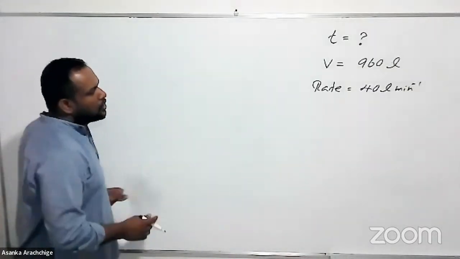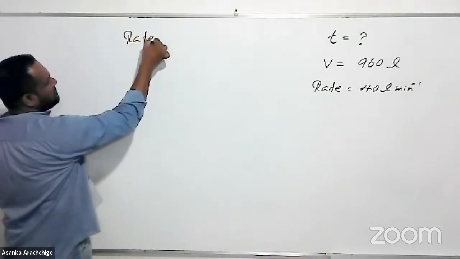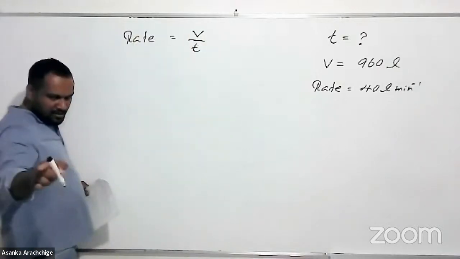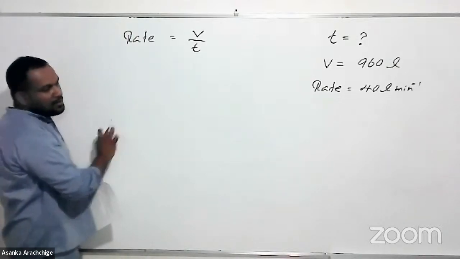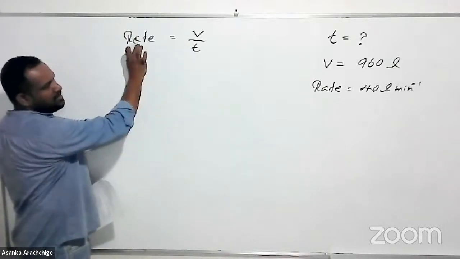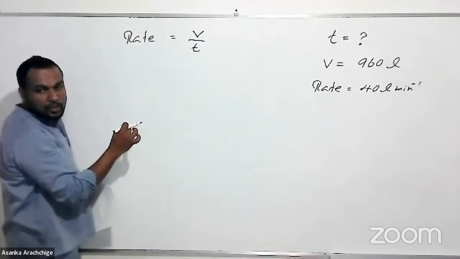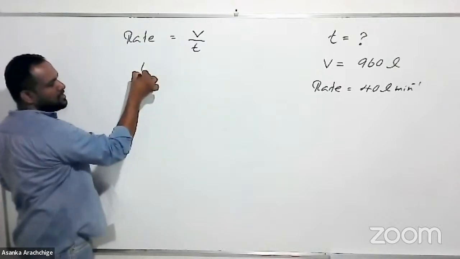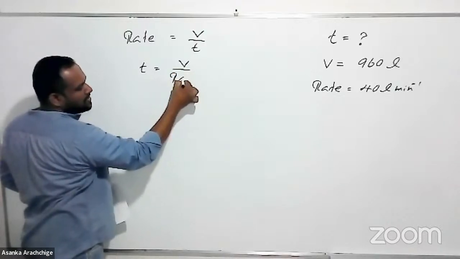Right. So you have to find the time. Rate equals volume divided by time. Then how to make T the subject? T is in the denominator, and rate is in the numerator, so you can swap them across. Then T equals volume divided by rate.